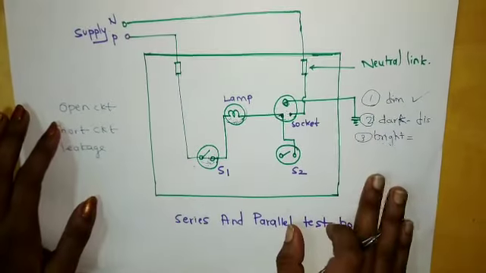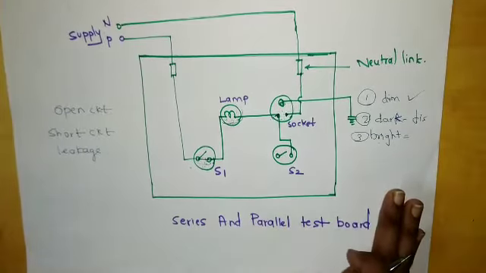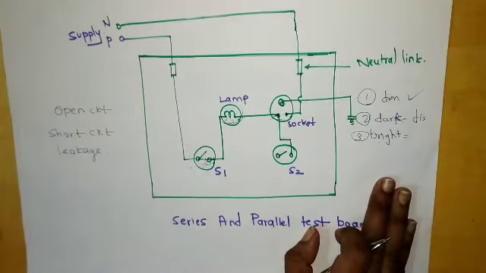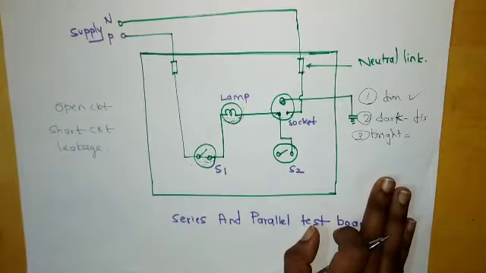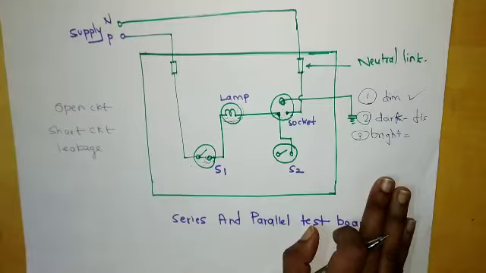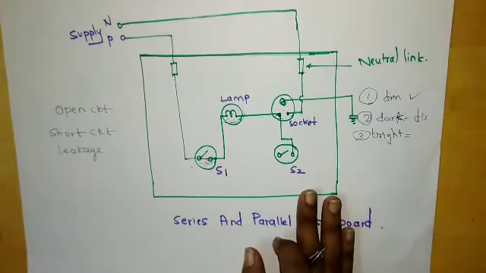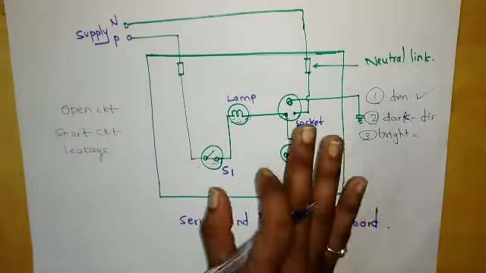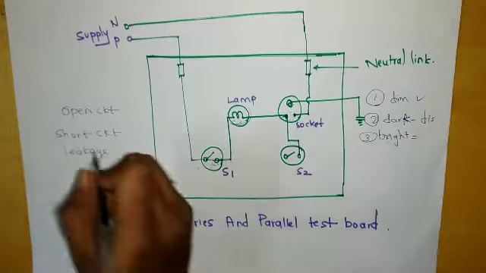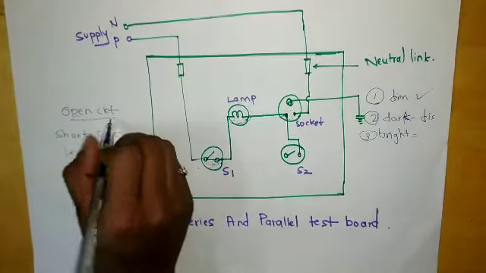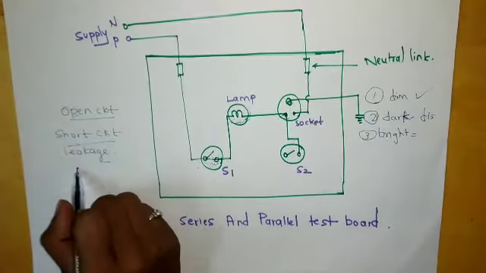Moving to the last point from the last chapter, it is the series and parallel testing board. So what is a series and parallel testing board? Basically, this board is used by many electricians to test appliances. What types of faults are present in our electrical circuit? First, it may be an open circuit fault. Second, it may be a short circuit fault, or there may be a leakage fault.